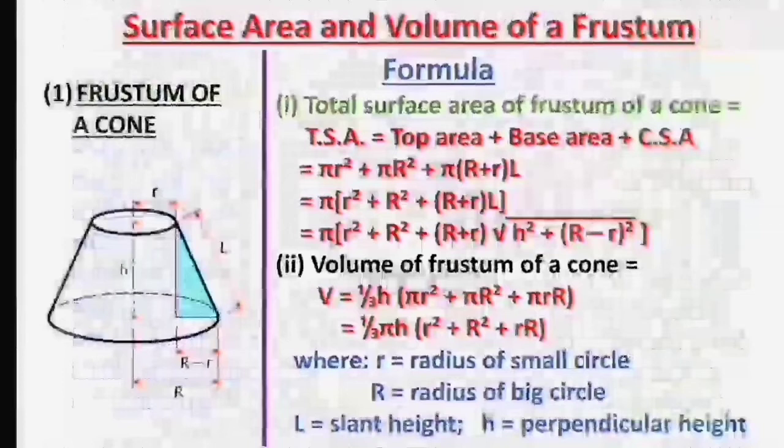Now using Pythagoras formula, we can get the value of the slant height as the square root of h squared, which is the perpendicular height squared, plus in brackets big radius minus the small radius, all squared.